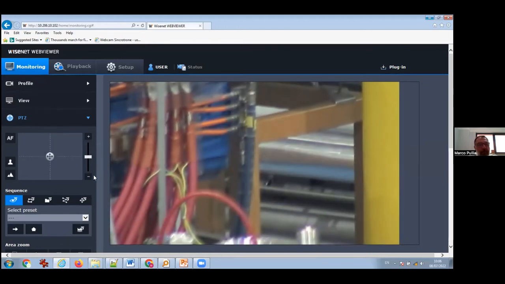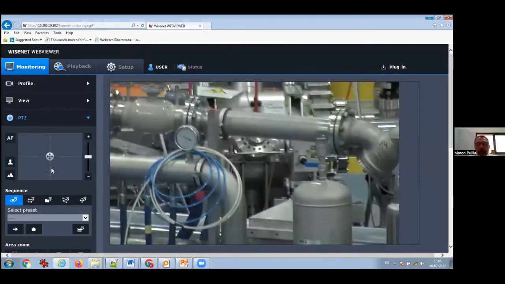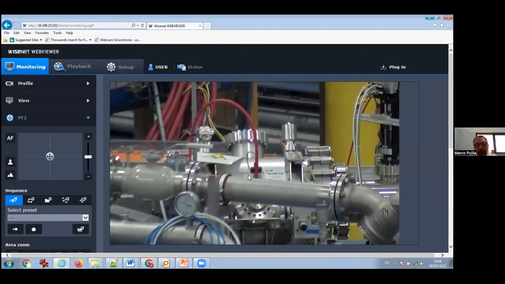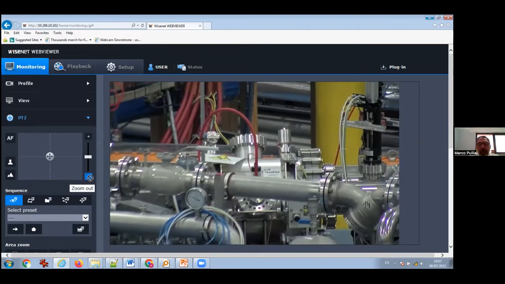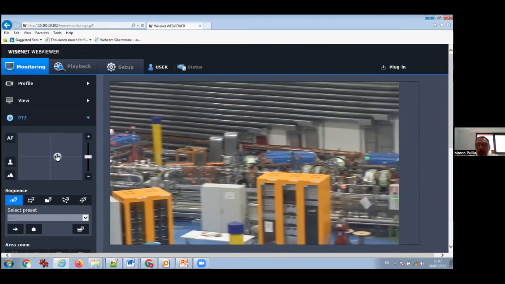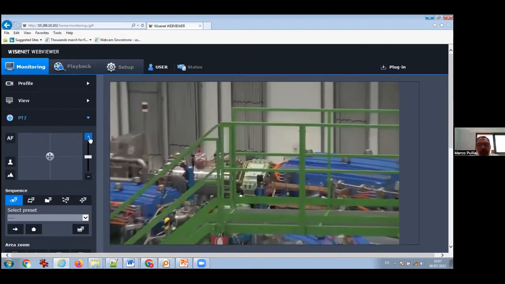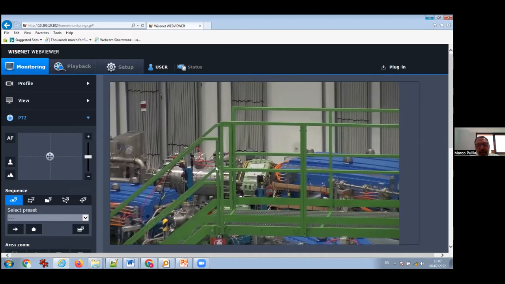You see the high voltage cable coming in. And on the right here, we have another tank like the one we saw before, which is the extraction electrostatic septum.